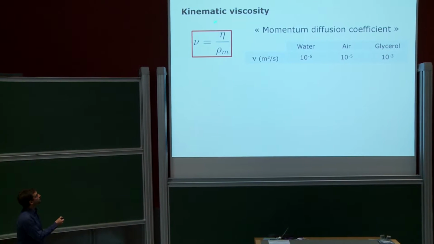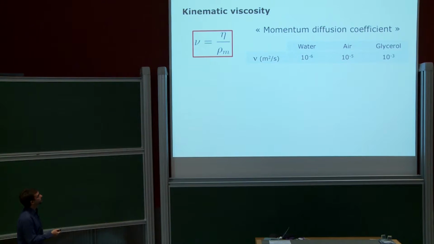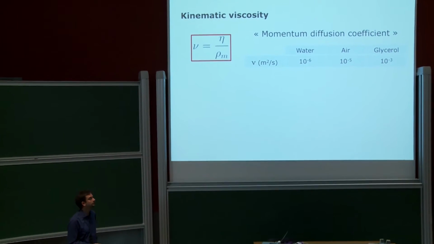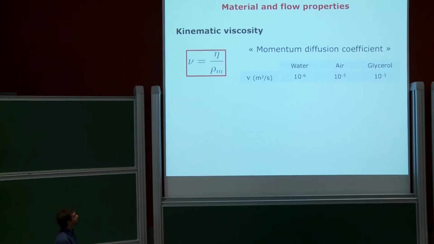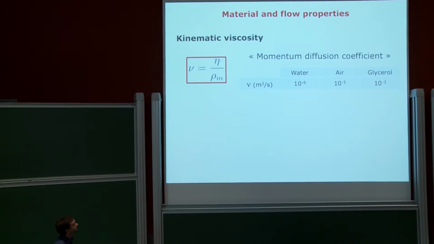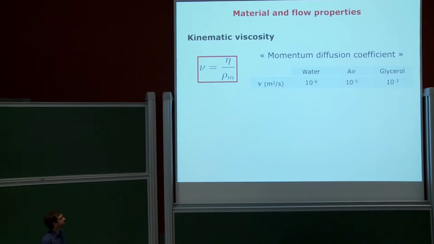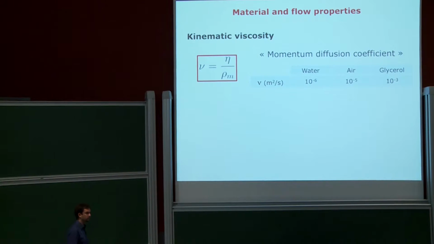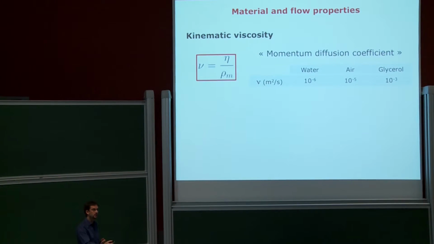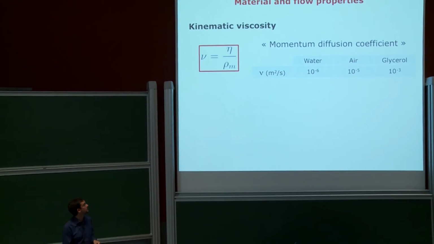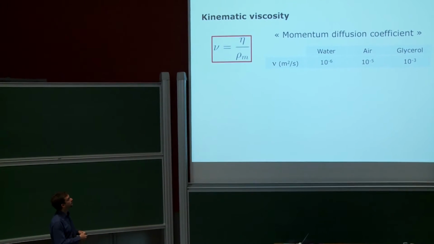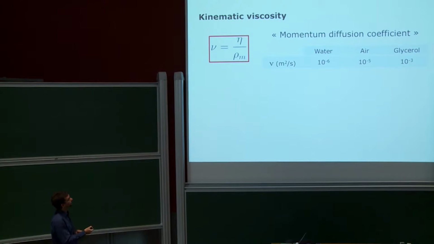And if you look at the units for this kinematic viscosity nu, it's square meter per second. So that's the same units as the diffusion coefficient. And that's why it's also called momentum diffusion coefficient, because this corresponds to how fast momentum is transported by diffusion. You can also have different ways of propagating momentum. For example, sound is another way of propagating momentum. But this corresponds to diffusing momentum.